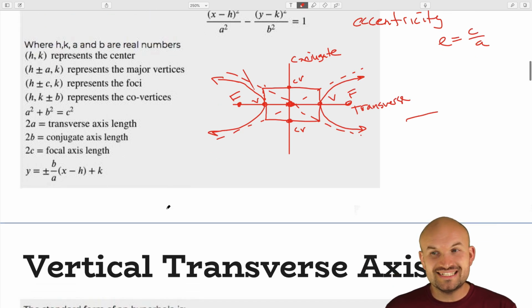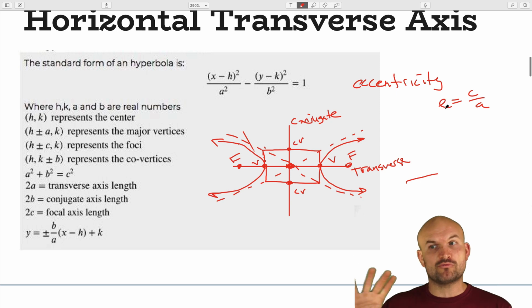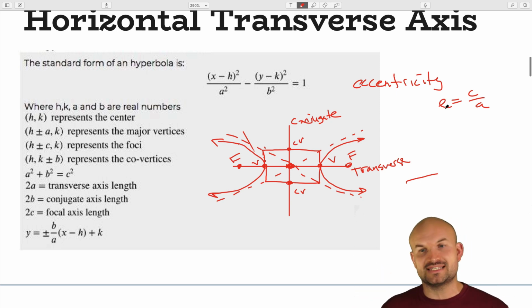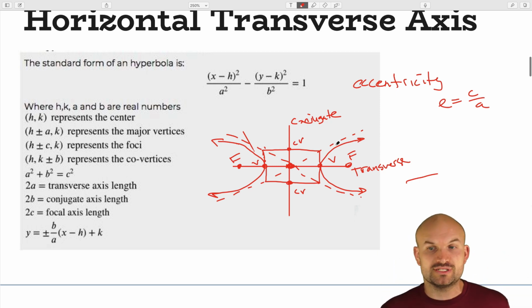Now, we also have eccentricity. Remember for a hyperbola, eccentricity is going to be larger than 1. That's going to be the ratio of C over A. And that's going to tell you basically how stretched your hyperbola is going to be.